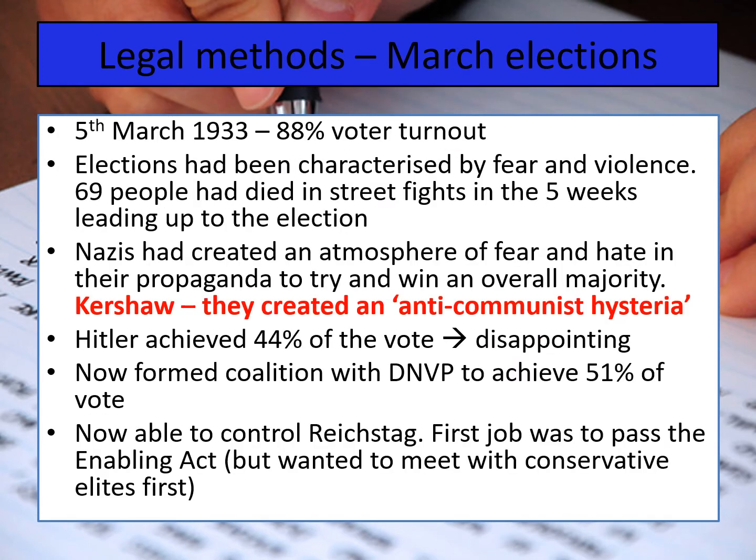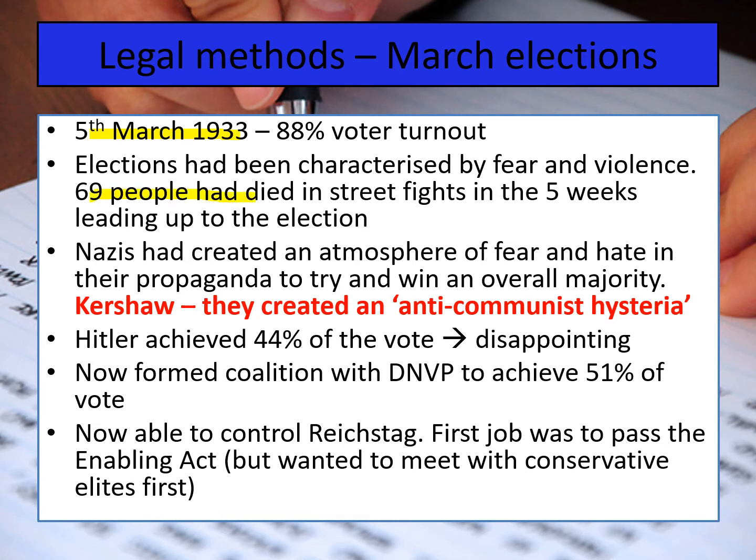The emergency decree had been passed a week before the March elections, which took place on the 5th of March 1933. Now, these elections had been pretty brutal. The Nazis had tried to maximise the use of the emergency decrees in that final week and had arrested 4,000 communists before the 5th of March. But it hadn't just been communists that had been arrested. There had also been lots of people that had died in street fights over political issues. And in the 5 weeks since these elections were announced, 69 people had actually died.